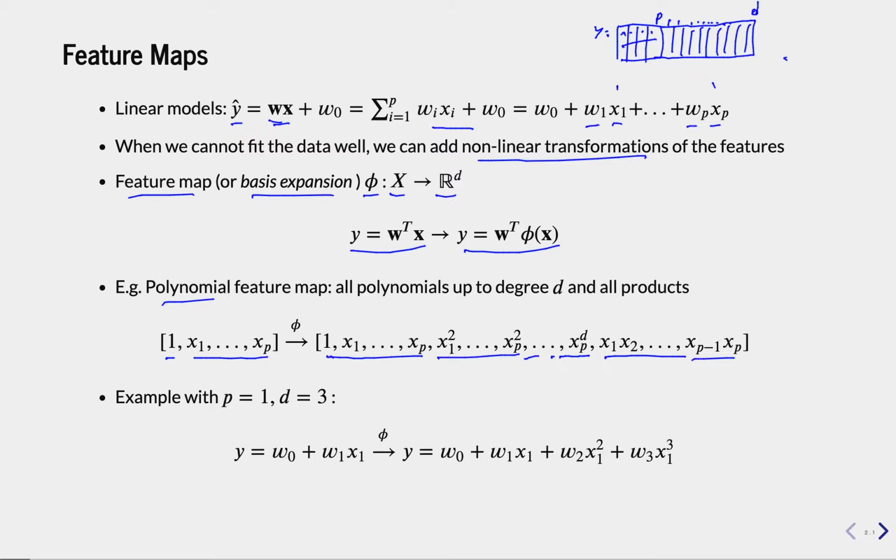To give you one very small example, say that p is 1 and d is 3, which means we only have one feature, and we want to raise that to the third degree. Then we get the original feature plus a new weight times the square of our feature x_i, and another weight times x to the third degree. There are no interactions here because I only have one feature, but it's a simple example. You see that this gives us extra weights that we have to learn.